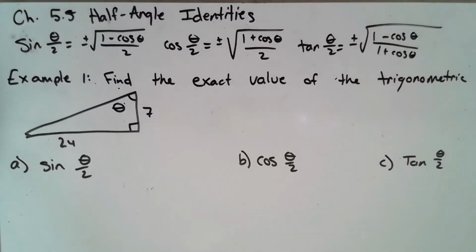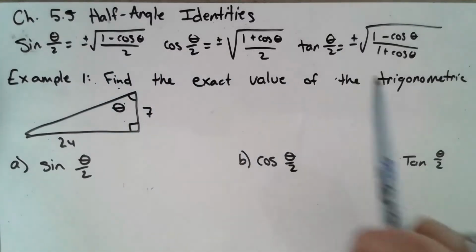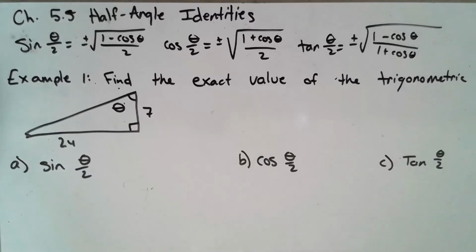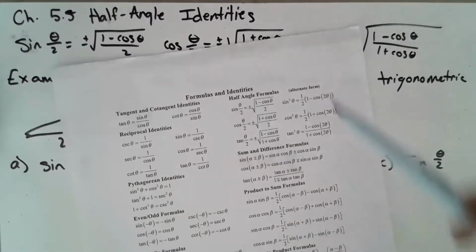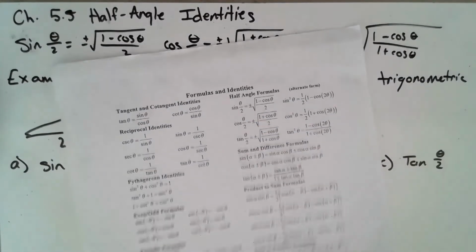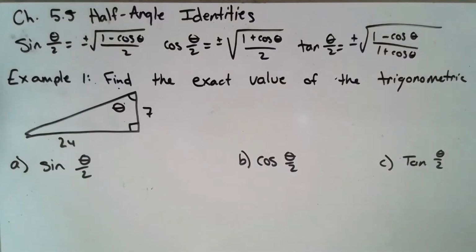Okay, so the last lesson, 5.5, was double angle identities. Today is 5.5. This video is 5.5 half angle identities. Okay, so here's our half angle identities. They're found on your formula identity page, top left right hand corner. What these are going to allow us to do is, well, you'll see. It'll be a surprise.